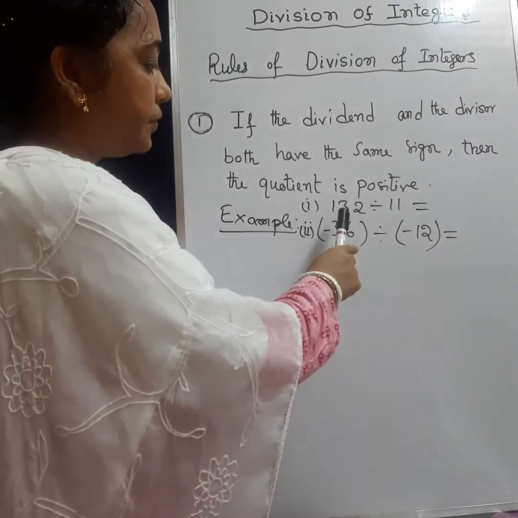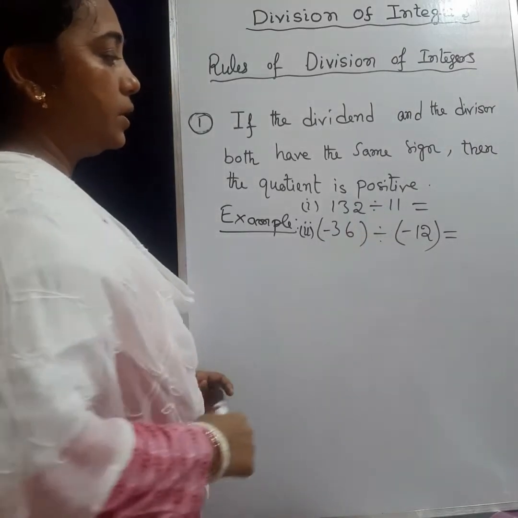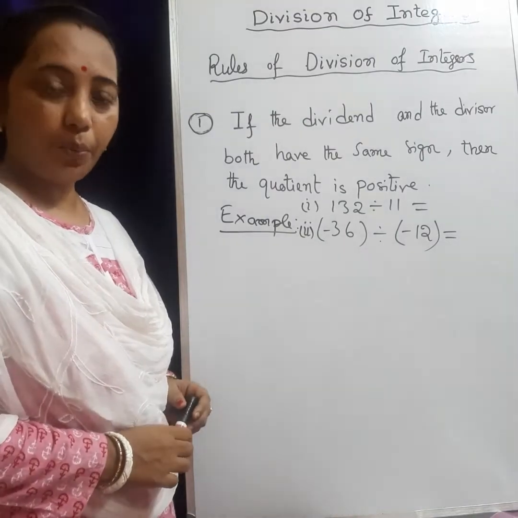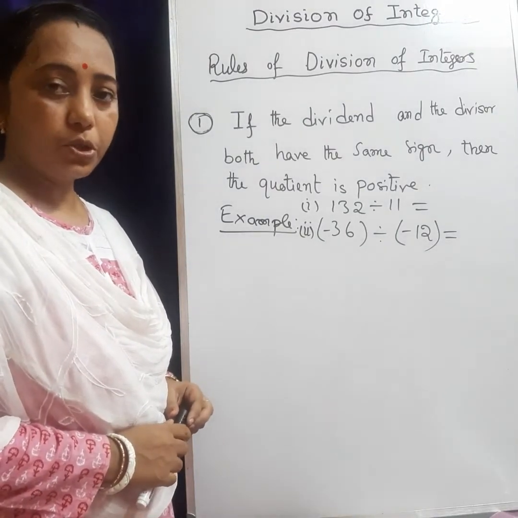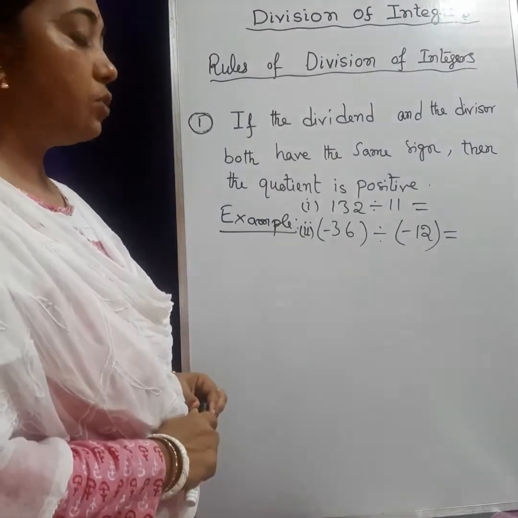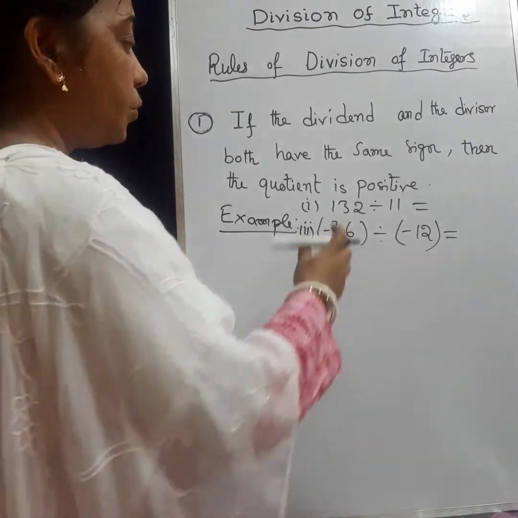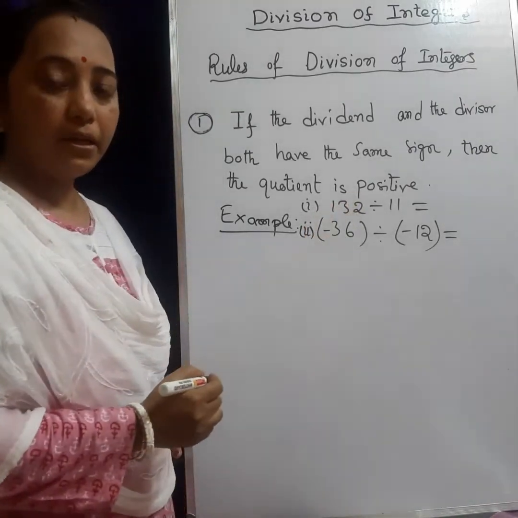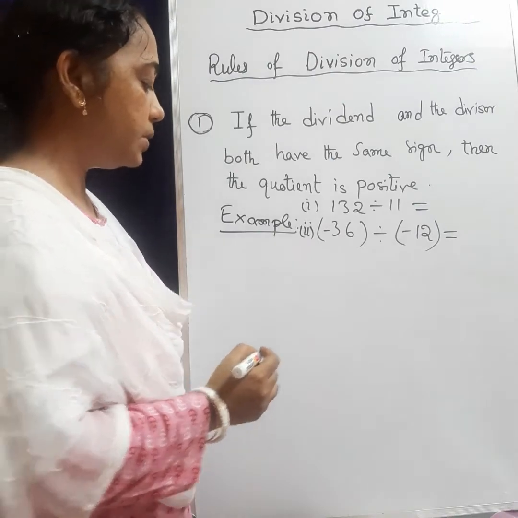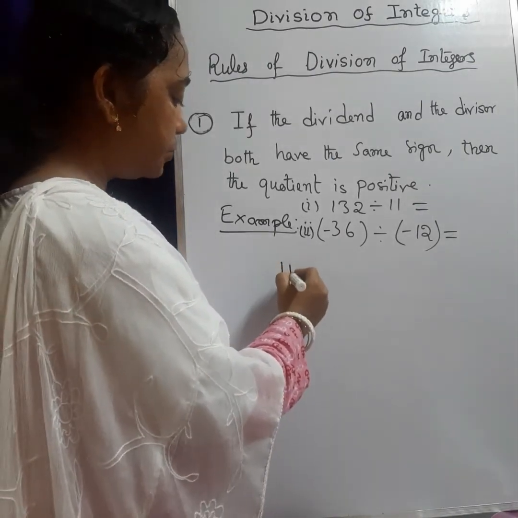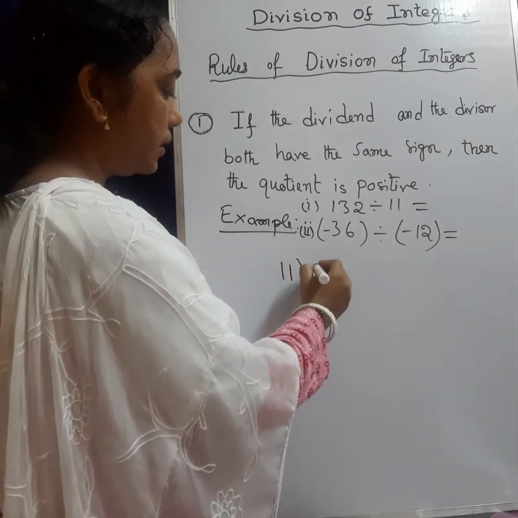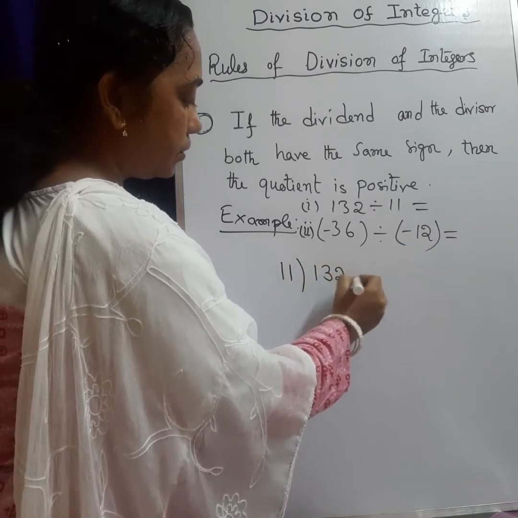For example, if we divide 132 by 11, here both the integers are positive, so the quotient will also be positive. Let us find the quotient first. Both are natural numbers, and we know how to divide a natural number by another natural number. So we will divide using the long division method.